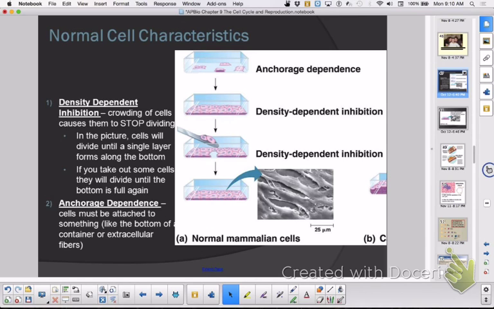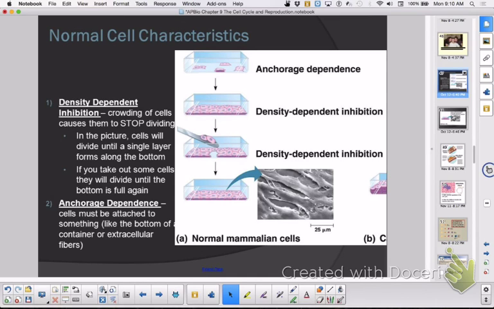There are two things they have here: density-dependent inhibition. So what does that sound like if you just didn't read it? When it gets dense, what would the inhibition mean? Stops, okay? And anchorage dependent. The first thing is, for cells to divide, they have to have a base that they're attached to. Most cells have to have some sort of base. And if you have a full layer here, then they're not going to reproduce.